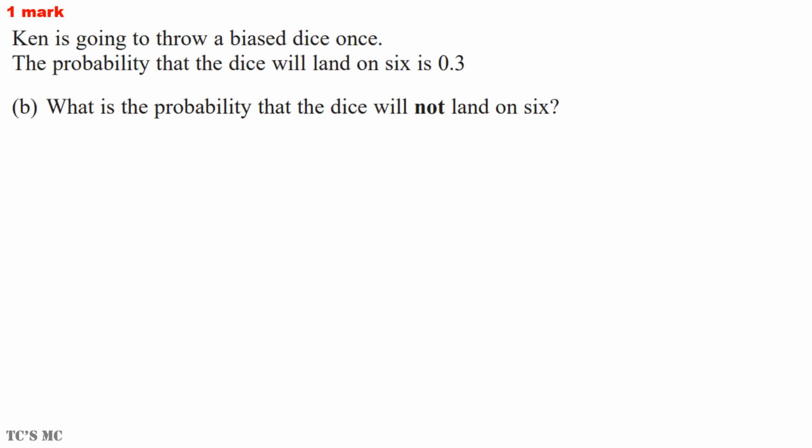Ken is going to throw a biased dice. The probability that the dice will land on 6 is 0.3. What is the probability that the dice will not land on 6? For this, we need to do 1 subtract 0.3. All probabilities must add up to 1. We end up with 0.7, and that is all we need to write for the 1 mark.